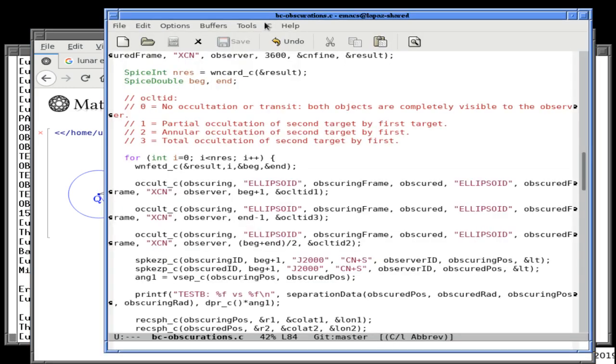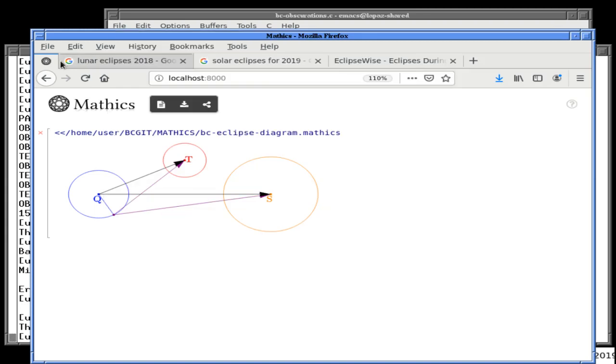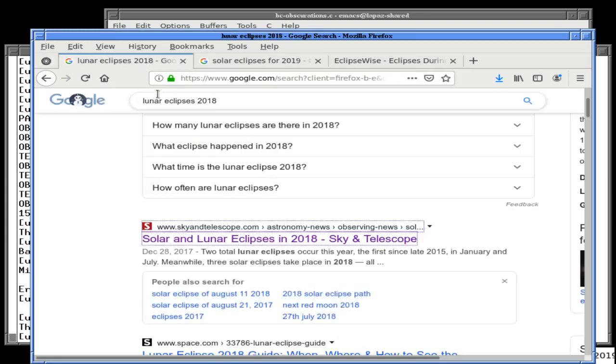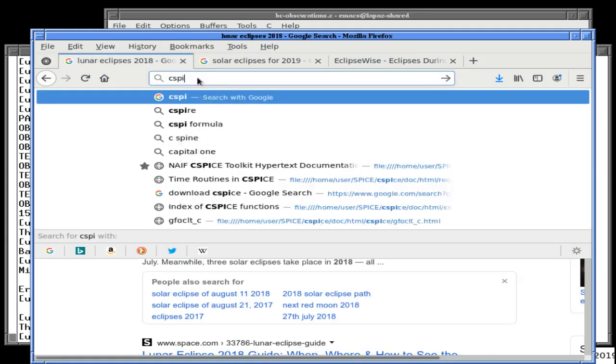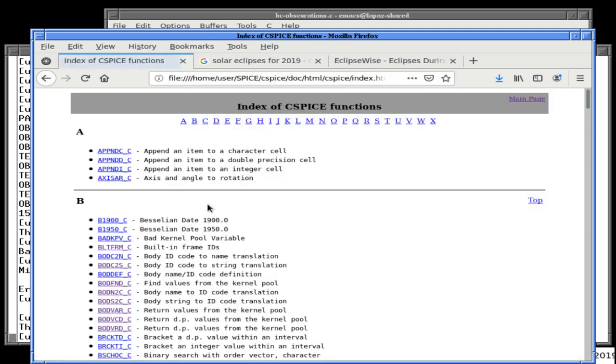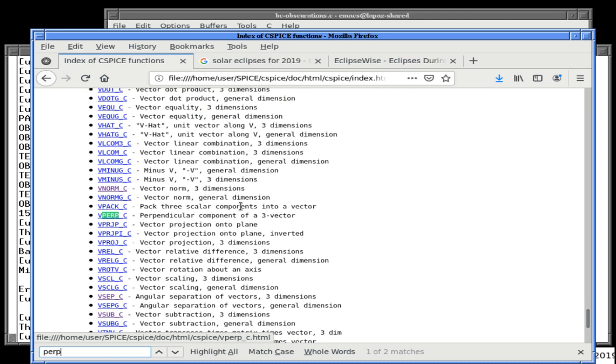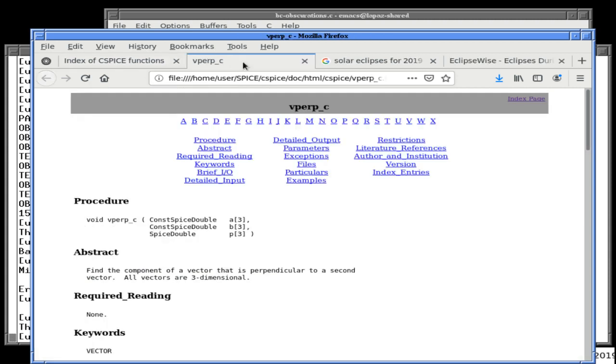And let me see, Spice has something like that. I don't think it does, unfortunately. I mean, it does, but we need to construct it. Perpen... What does that mean? Perpendicular component of a three vector. Find the component to a second vector.